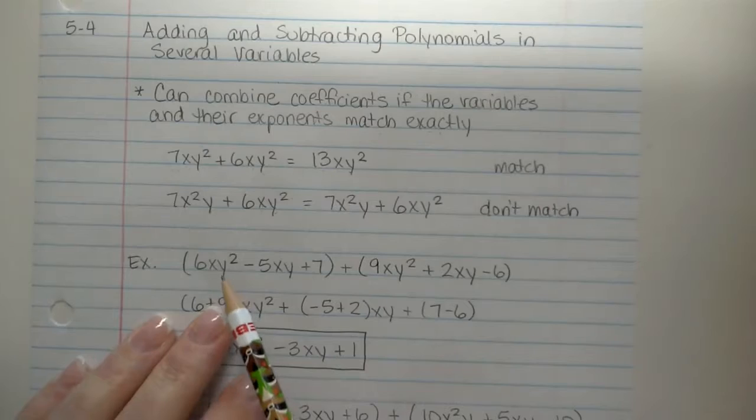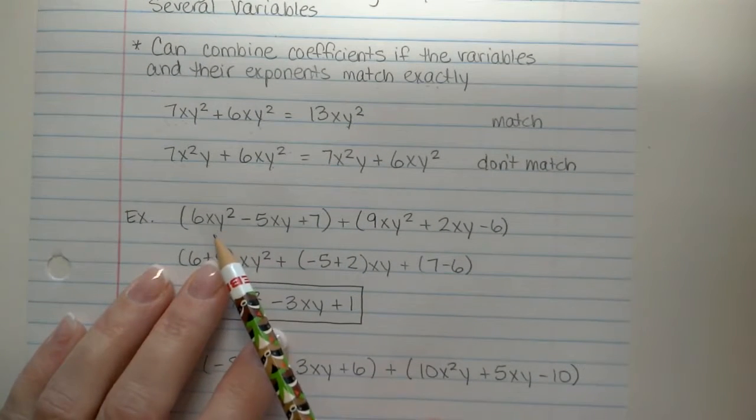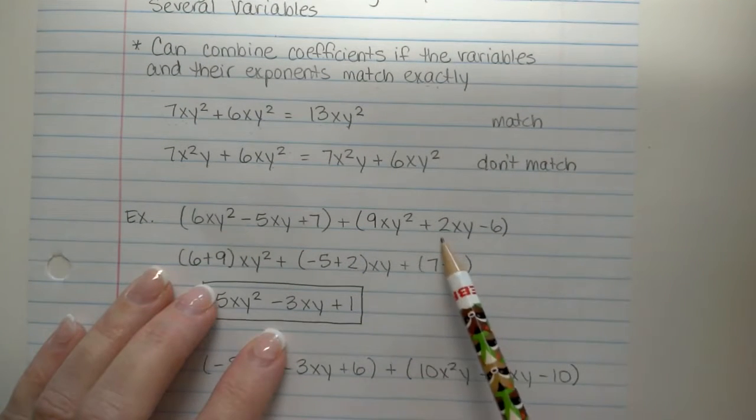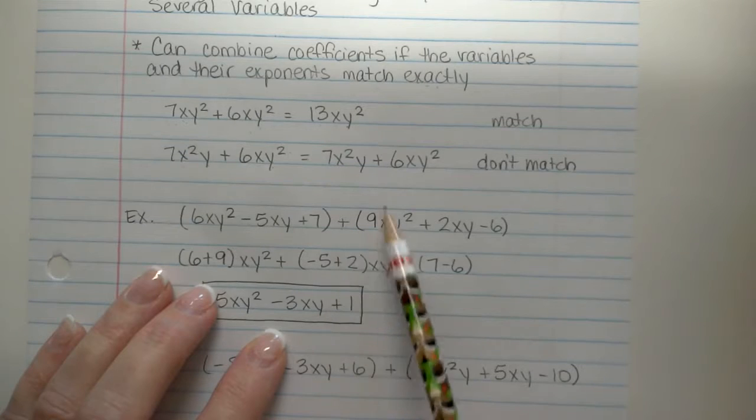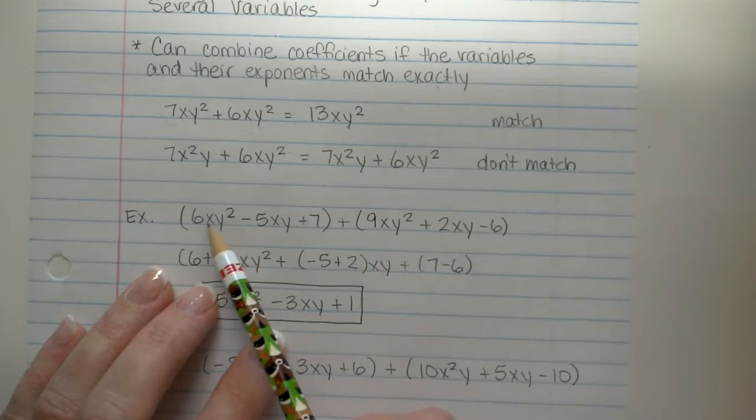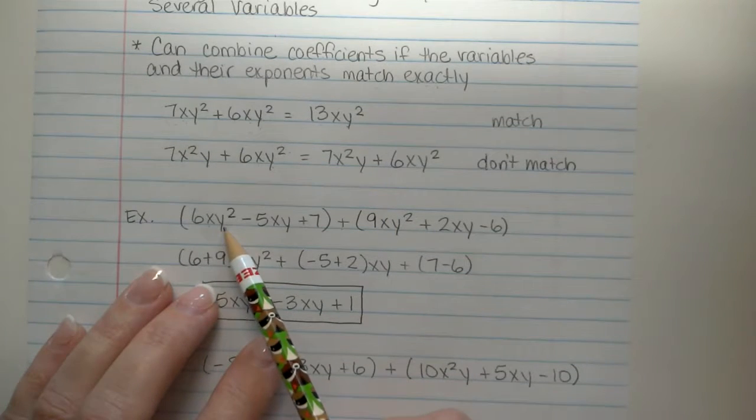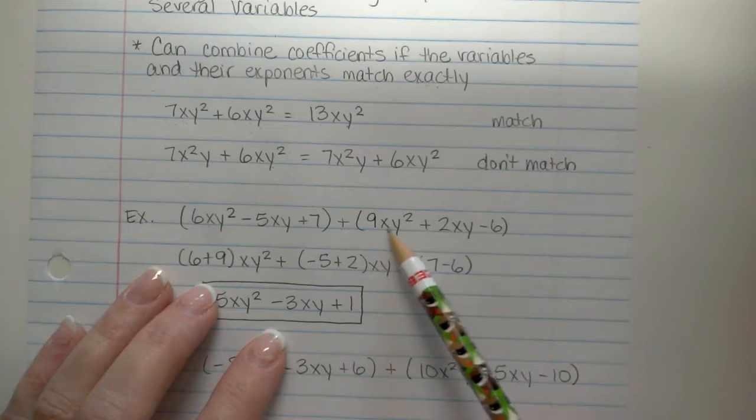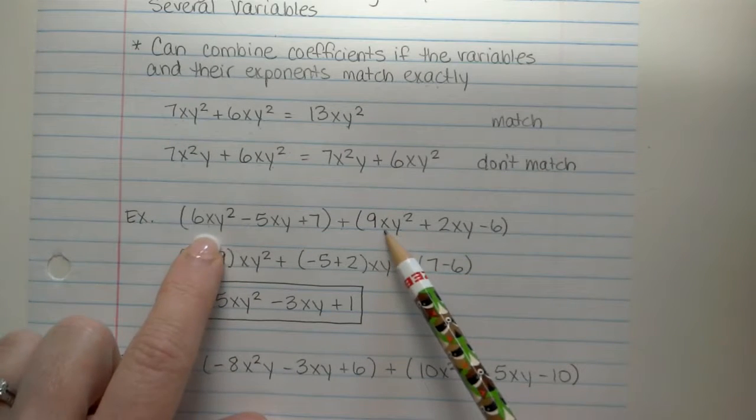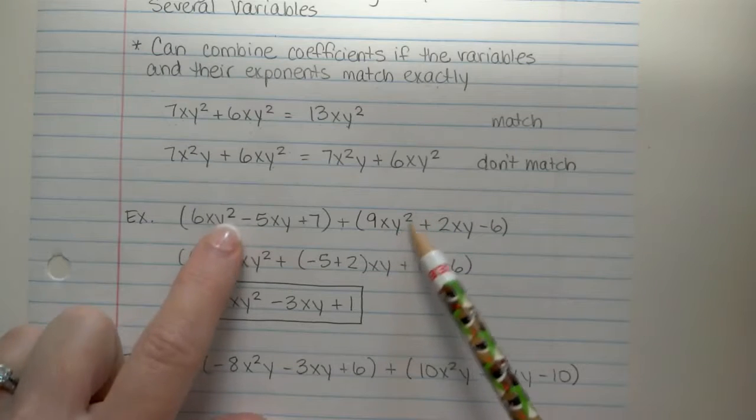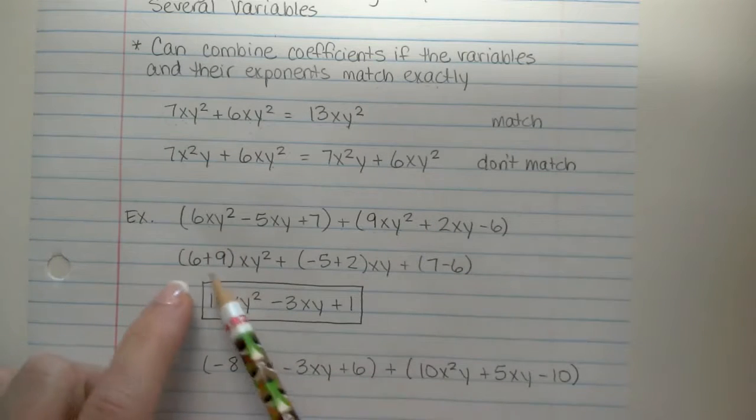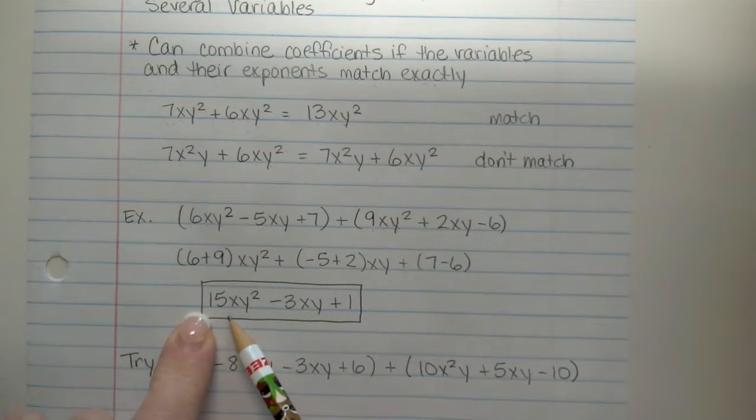All right, so let's look at this one. We're going to add this polynomial to this polynomial. Since there's an addition, we don't have to worry about distributing anything. We've got this many xy squares, which is 6. We have 9 more of the xy squares. The x's match, the y's match, and the exponents match. So you can combine the 6 and the 9 to get 15 of those.